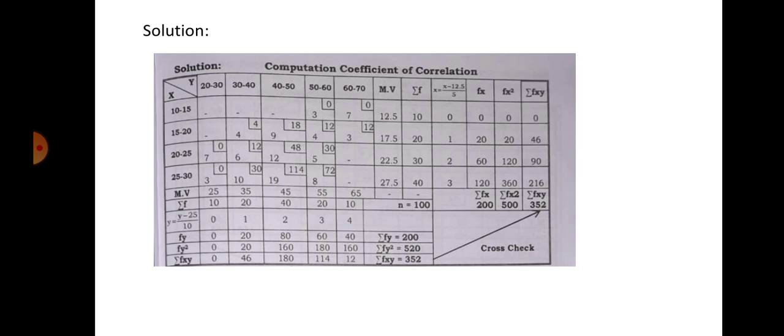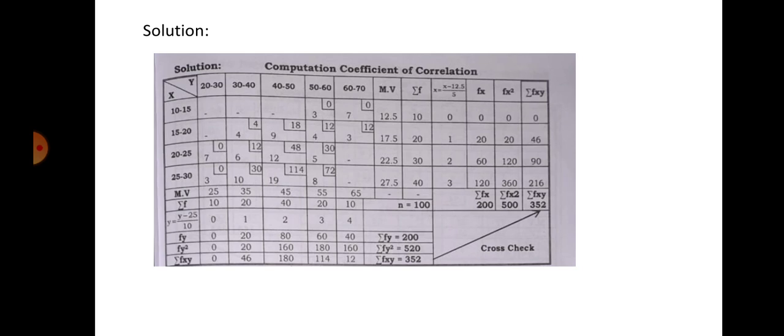Now, what is fx square? You have to find fx into x. It is not the whole square, it is fx into x once again. So 0 into 0 is 0, 20 into 1 is 20, 60 into 2 is 120, 120 into 3 is 360. Add this column: 0 plus 20 plus 120 plus 360, which is 500. This is our sigma fx square. Now fxy you have to write, but the computation you do at the end.